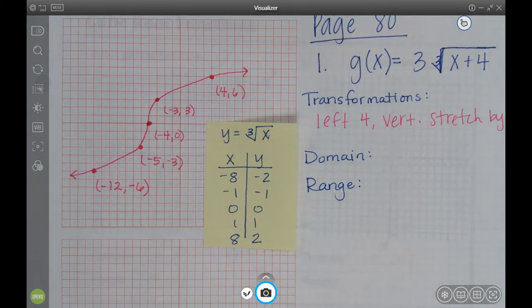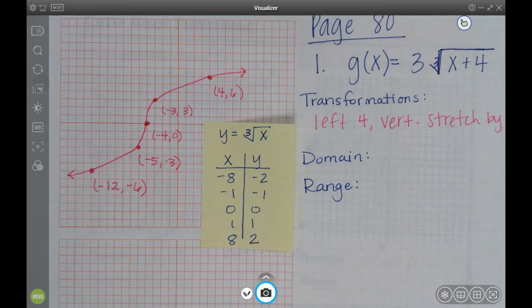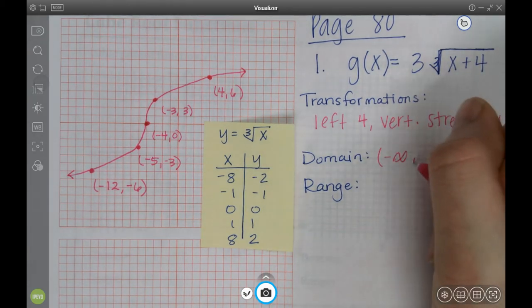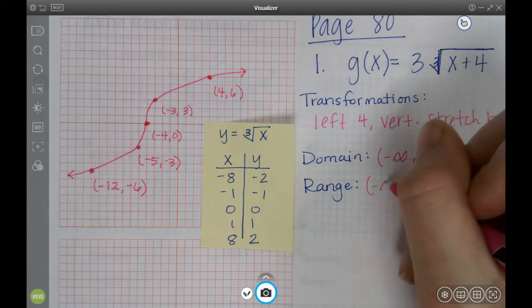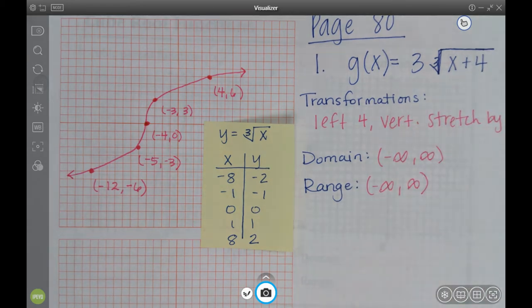Okay, what's going to be my domain and range? All real numbers, -infinity to positive infinity. What's really nice about cube roots is it's always going to be that.